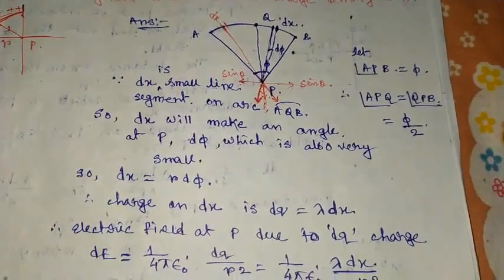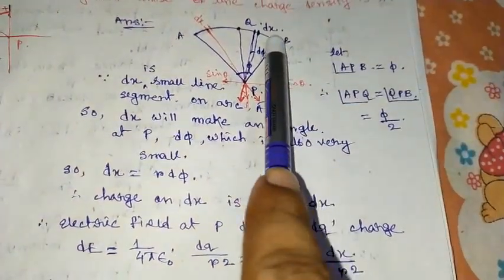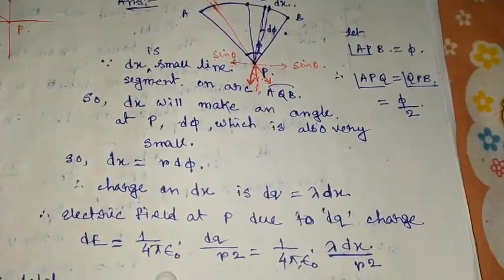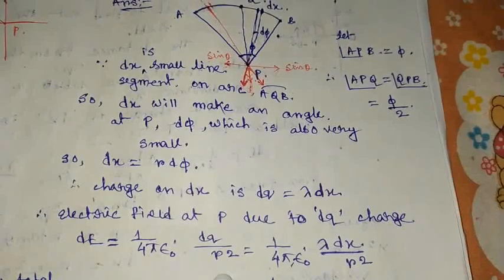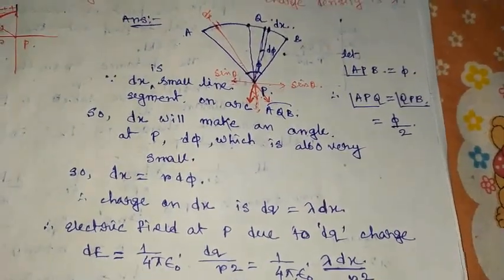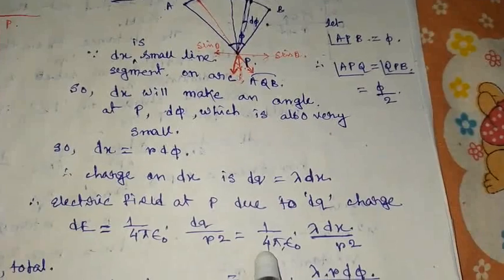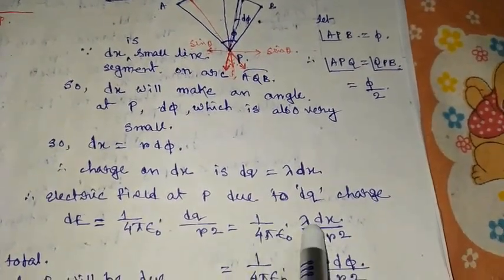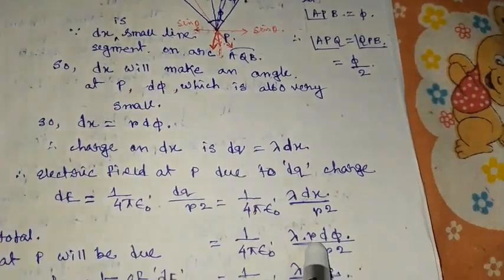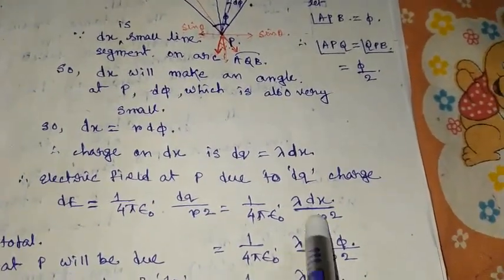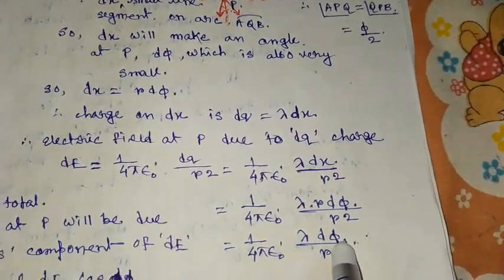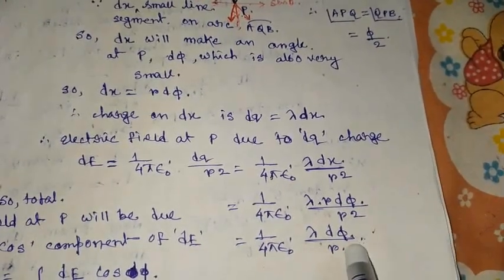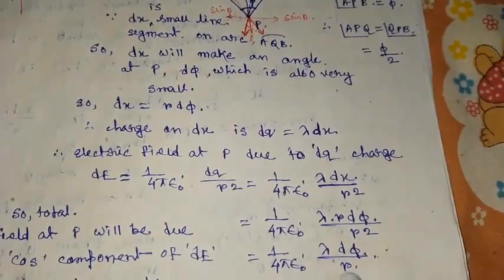So the electric field at point P due to this dx element whose charge is dq is dE equals 1 by 4 pi epsilon naught dq by r square. It can be written in this form according to the definition of the electric field. Here we put the value of dq, and after that the value of dx as r d phi, and after calculation we have found dE equals 1 by 4 pi epsilon naught lambda d phi by r.